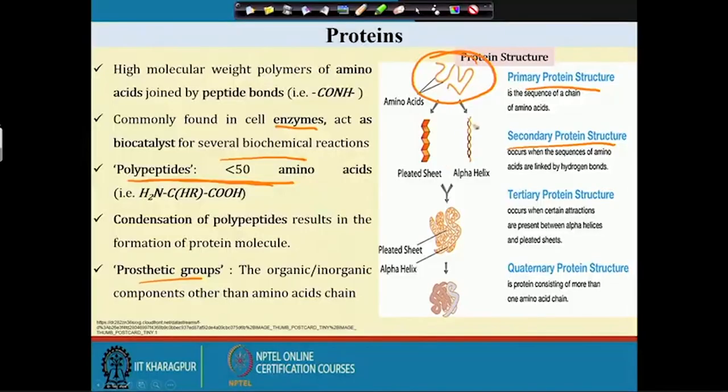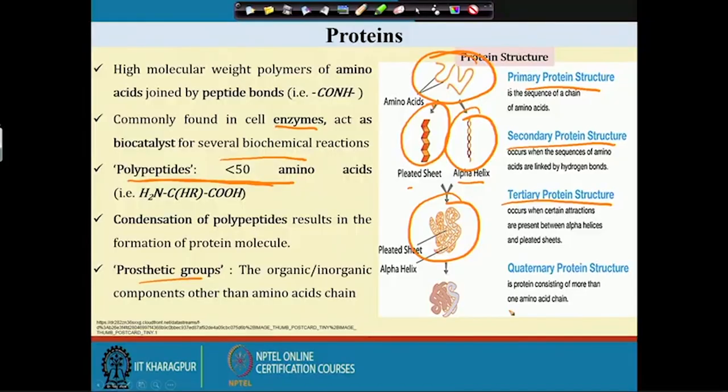With the R group of the amino acid, they form the hydrogen bond, and they have this alpha helix and the pleated sheet like this. Now, the tertiary structure is a combination of both, alpha helix and pleated sheet. And quaternary structure is where a protein consists of more than one amino acid chain. So, this gives you a brief idea of how the protein molecule looks.